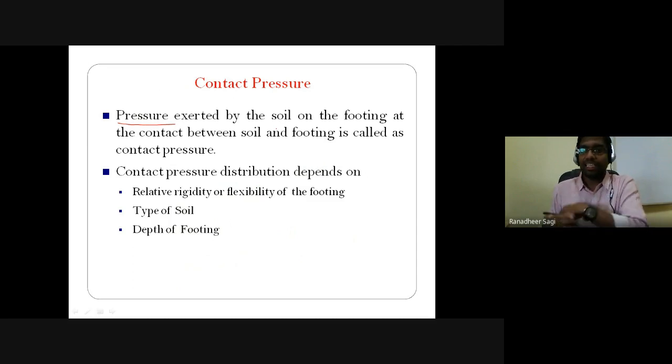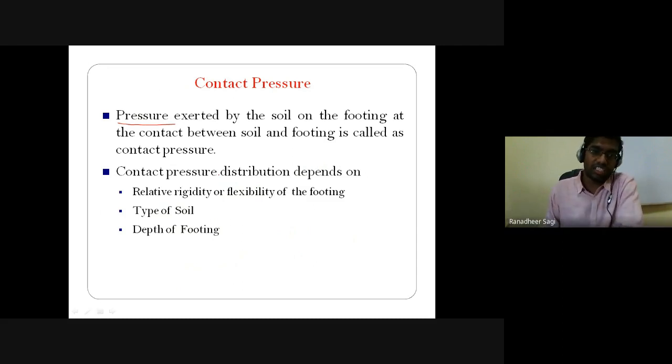Okay, and this intensity of contact pressure, or the so-called contact pressure distribution we are going to be talking about, depends on what factors? How much is going to be that contact pressure distribution? Whether it is going to be uniform or non-uniform? If it is uniform, then okay. If it is non-uniform, then where is it maximum? Where is it minimum? All that we have to understand.